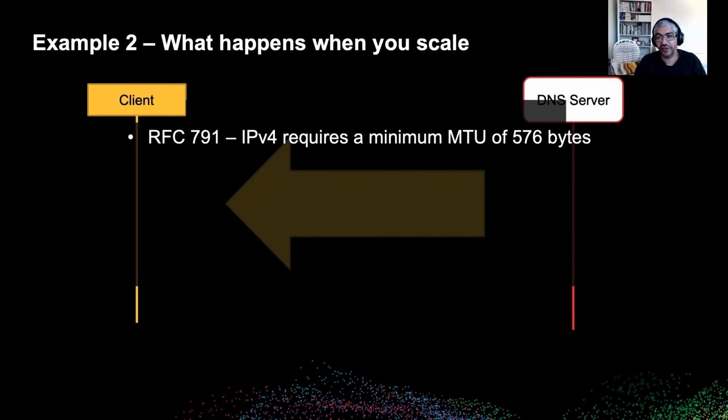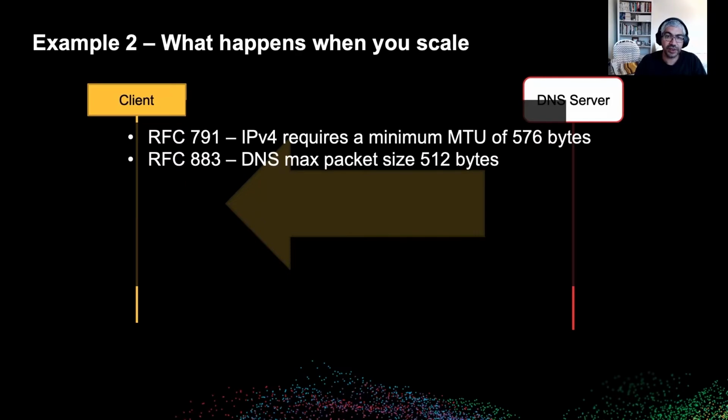If you read the specs, RFC 791 says IPv4 requires a minimum MTU of 576 bytes. Now the IPv4 packet is going to include the IPv4 header, which is typically 20 bytes, but can be up to 60 bytes. It needs 8 bytes of UDP header and some overheads. So DNS specifies in RFC 883 that the maximum packet size is 512 bytes. And this mainly exists to prevent fragmentation of DNS packets because it is transmitted over UDP.